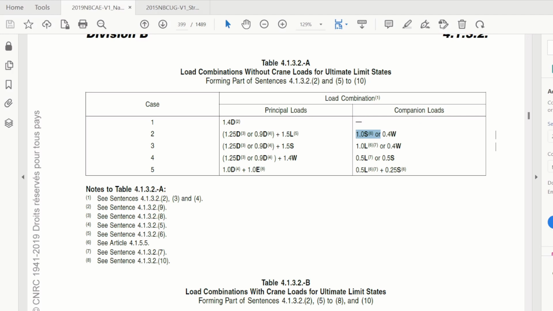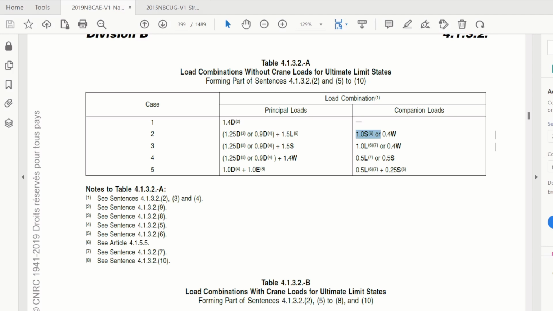So our load combination is 1.25 D plus 1.5 L and then plus 1.0 S. That's your case 1. Now, since this is a roof and there is no live load, then disregard that portion, right?